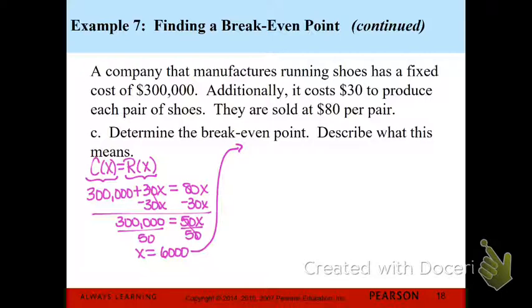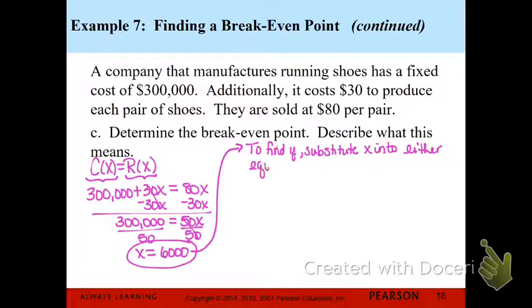Good. So now that we know X, how are we going to solve for Y? Plug it in, which one? It doesn't matter? No. Why does it not matter? They're both going to be the same number. They're equal. Good. So to find Y, we're going to substitute X into either equation and solve. So which one do you want to use? C of X or R of X? R. Why R of X? Because it's shorter? Okay, very good reason.